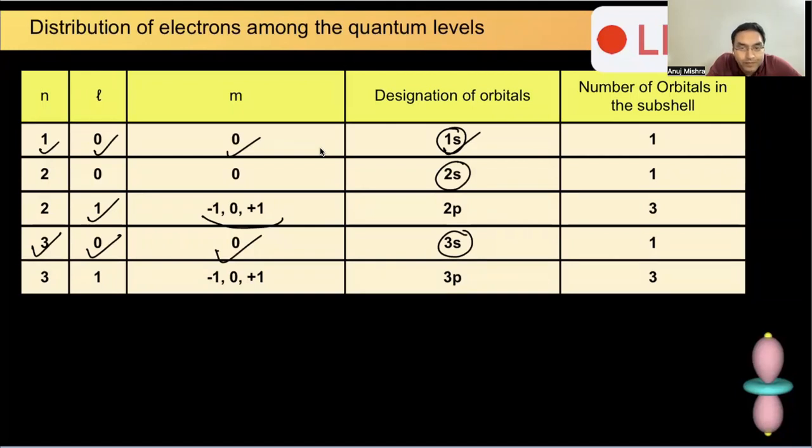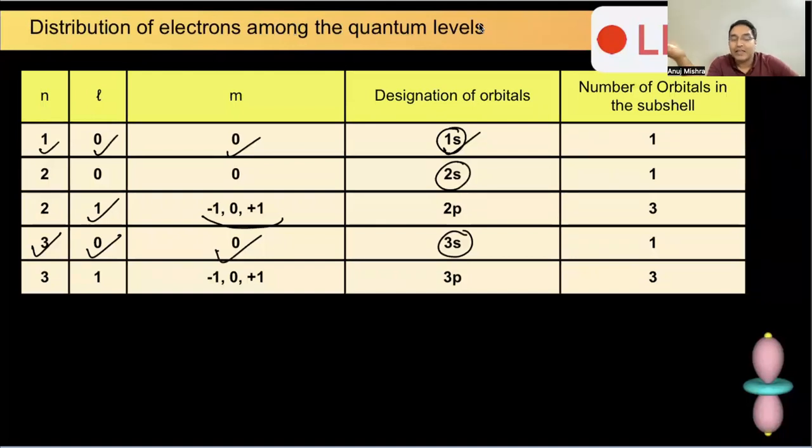Type 1. Wherever m is 0, that means yes. Fine. So if this part is clear to you, how are we going to proceed further? Number of orbitals in the given subshell, you can just count and add, right? You're given 1s, 2s, 3s, right? You can simply say if it is s, that means the numbers will be 1, 1, 1 each. If it is 2p and 3p, the numbers will be 3 each.